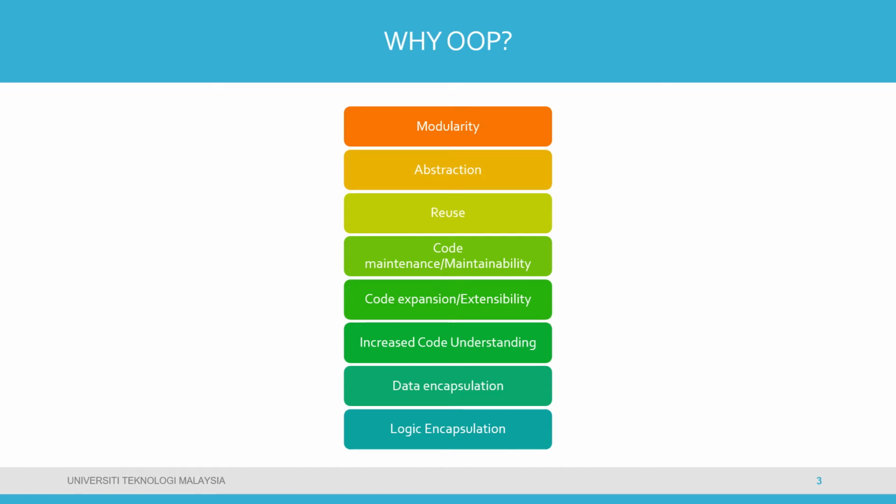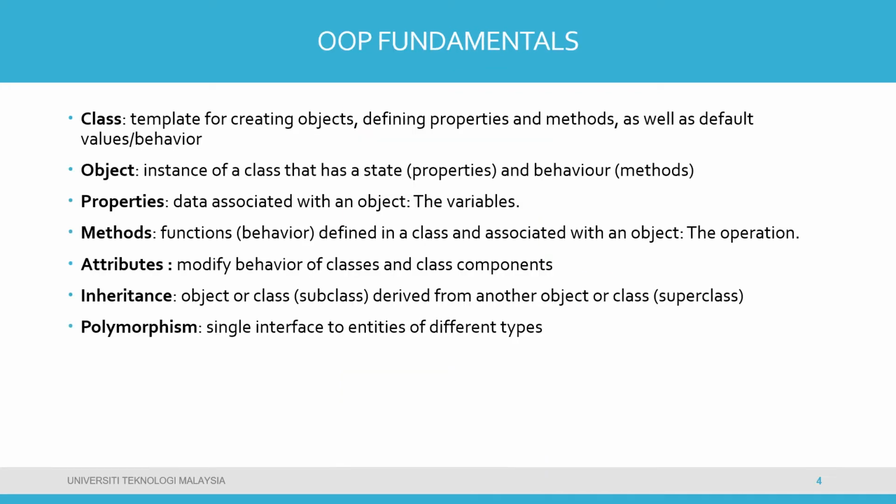So why do we use object-oriented programming? Because of modularity, abstraction, reuse, code maintenance, code expression, increased code understanding, data encapsulation, and logic encapsulation. Basically, this is all just theory.